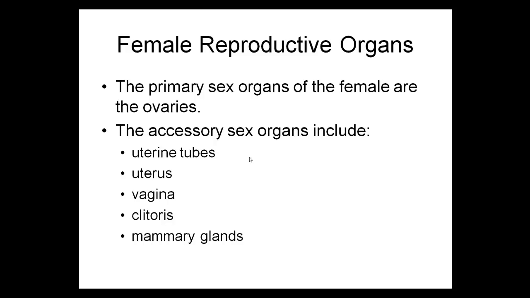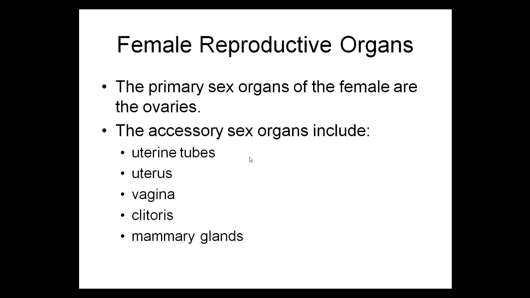So the secondary sex organs: we will have the uterine tubes, the uterus. The uterine tubes sometimes are mentioned too as the fallopian tubes or the ovarian tubes. All of these names are correct. And from that point on, we will also have the uterus itself, and then we'll have the vagina, clitoris, and mammary glands, although some books don't like to refer to the mammary glands as sex organs.